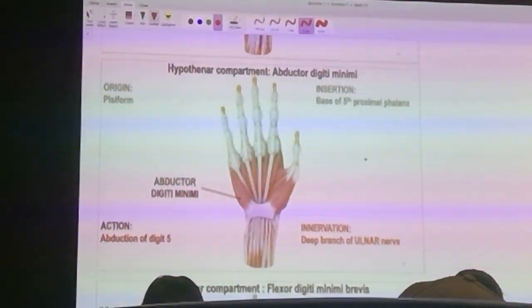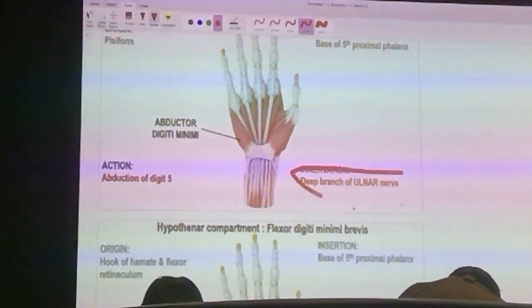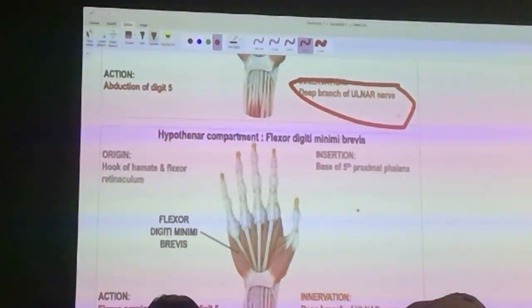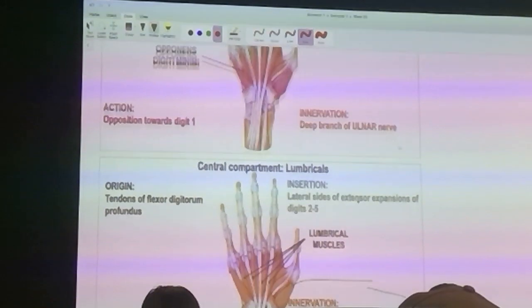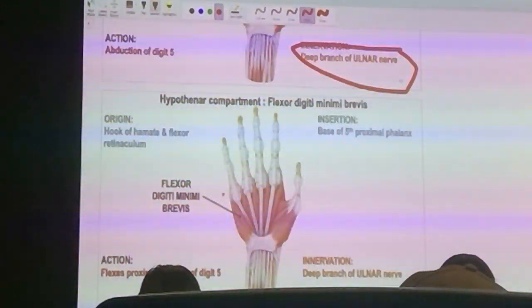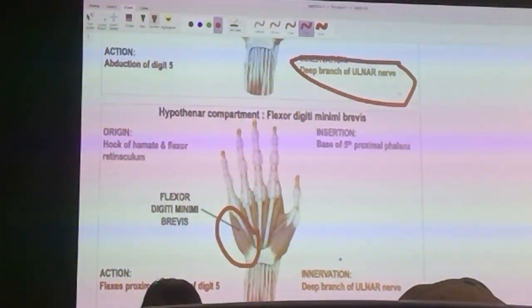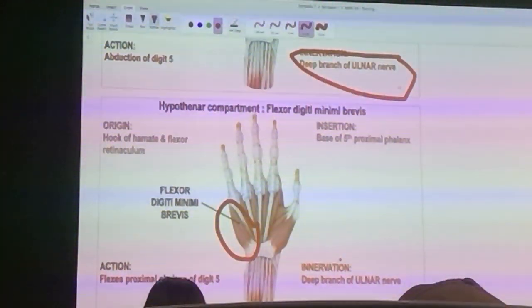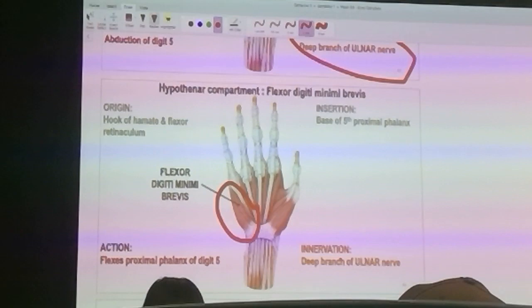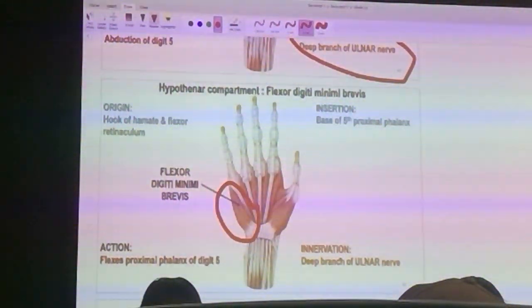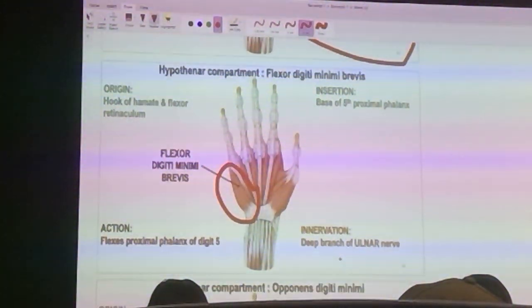Okay. And then your hypothenar is deep ulnar. Can you repeat that? Okay, hypothenar, this part is deep ulnar.